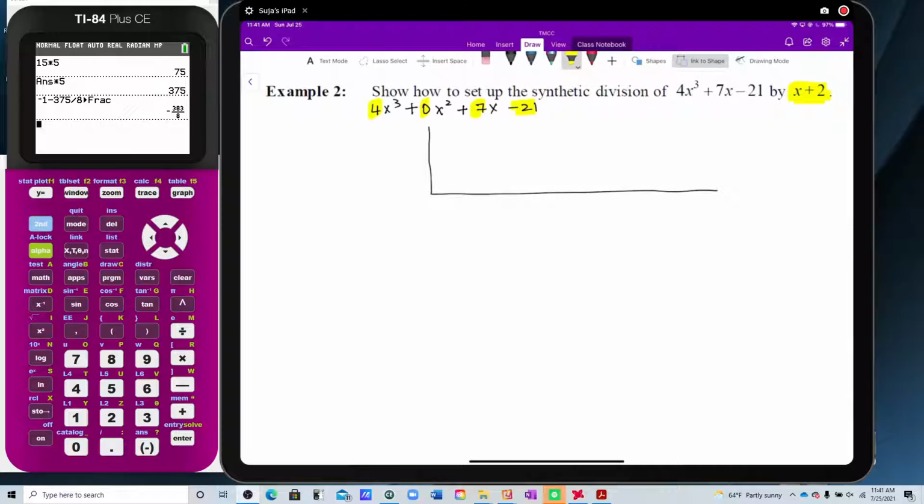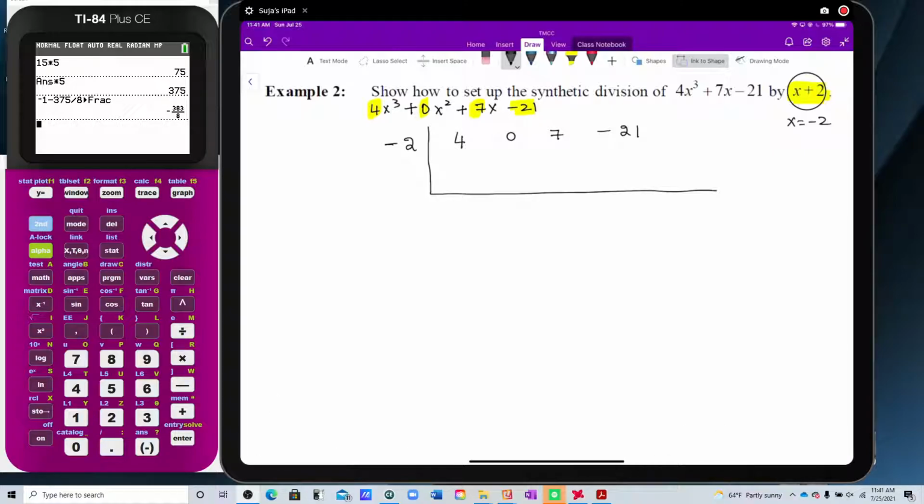So when you do synthetic division, the only numbers we are writing are the ones highlighted in yellow. We do not put any variables in there. So I leave some space on the bottom and write 4, 0, 7, and negative 21. Now also, since I'm dividing by x plus 2, x equals negative 2 should be the solution or factor or the possible value. So take the opposite of the sign that you see and put it outside. And that's all it's asking: show how to set up the synthetic division problem.